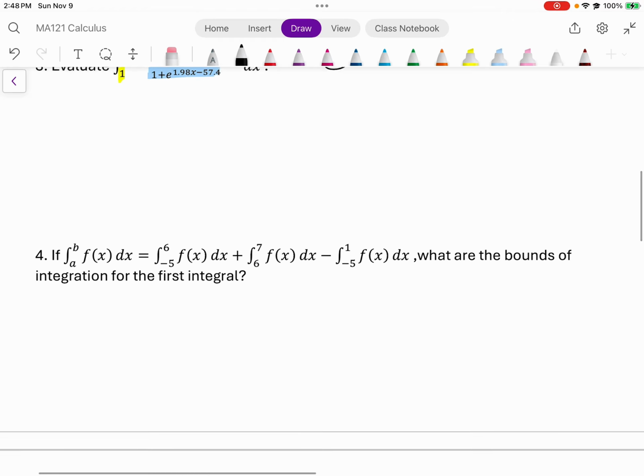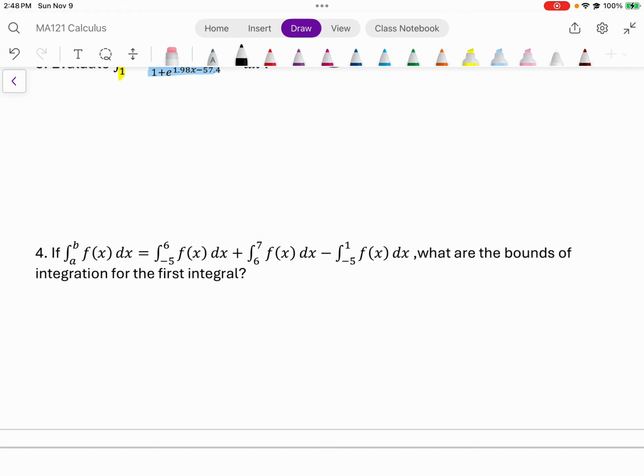All right, next question. If the integral from A to B equals the integral from -5 to 6 plus the integral from 6 to 7 minus the integral from -5 to 1, what are the bounds of integration for that first integral? In other words, what is A and B? So pause the video, draw a number line, see if you can figure it out.